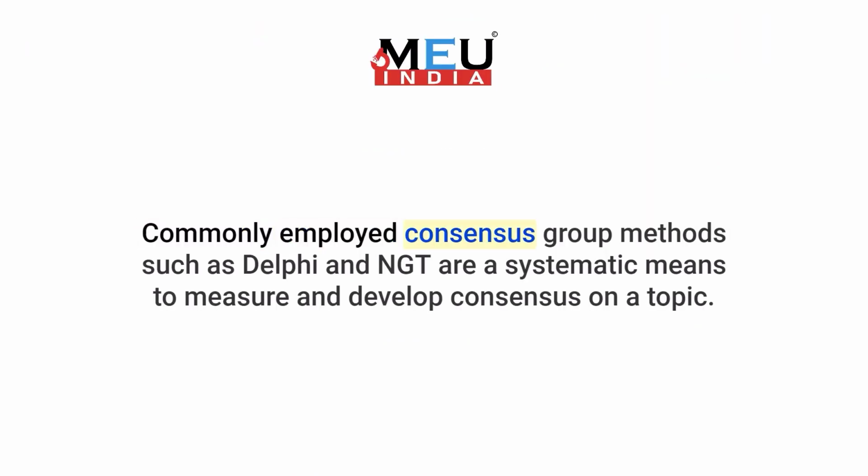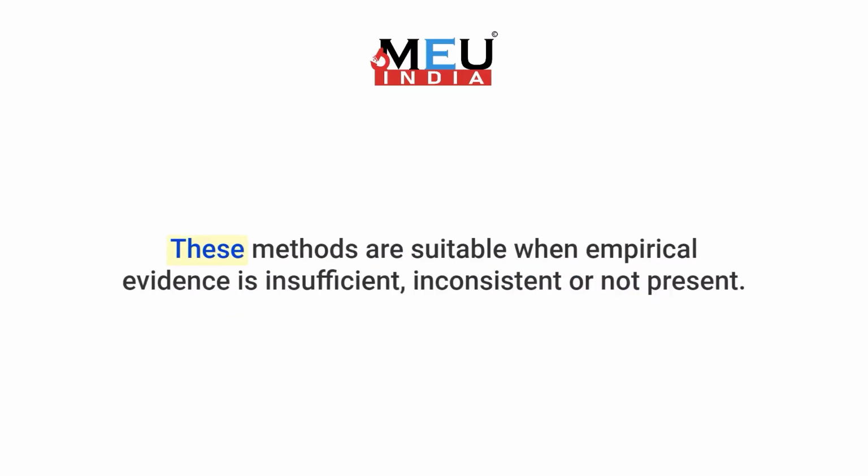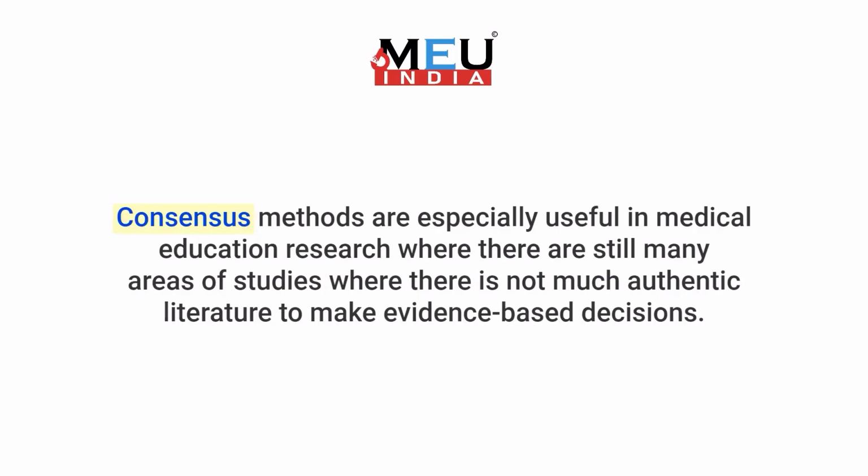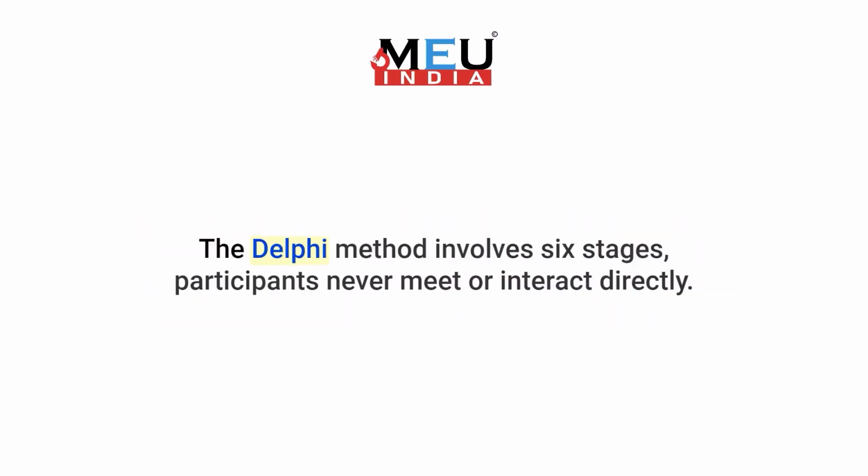Summarize. Commonly employed consensus group methods such as Delphi and NGT are a systematic means to measure and develop consensus on a topic. These methods are suitable when empirical evidence is insufficient, inconsistent, or not present. Consensus methods are especially useful in medical education research, where there are still many areas of study where there is not much authentic literature to make evidence-based decisions. The Delphi method involves 6 stages. Participants never meet or interact directly.